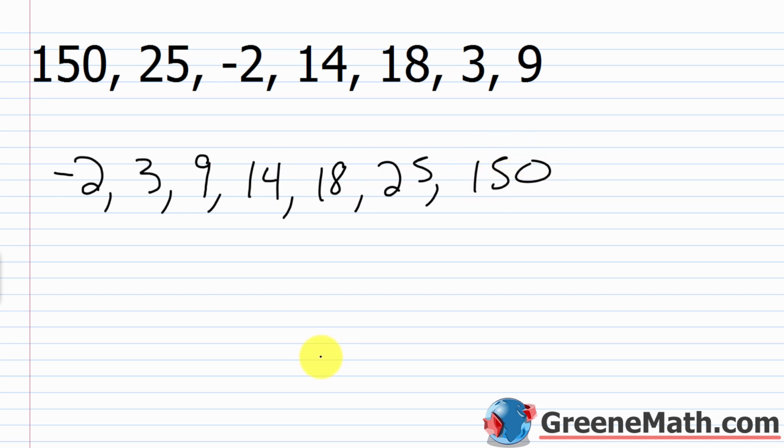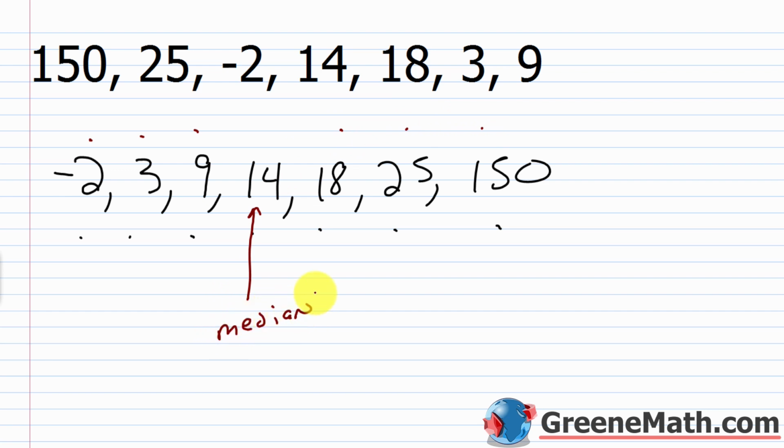Now, how many numbers do we have in this group? We have 1, 2, 3, 4, 5, 6, 7. So again, 7 is an odd number. So we know that it's just going to be the middle number here. That's going to be right here where this 14 is. I have 3 numbers that come before it and 3 numbers that come after it. So 14 is your middle number, or your median.